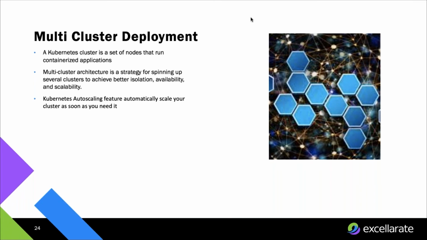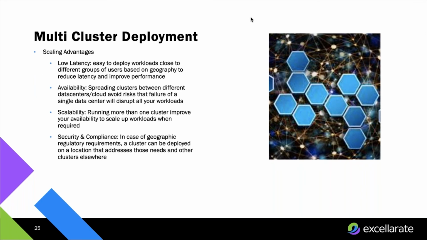So in a multi-cluster architecture strategy, you spin up several clusters to achieve better isolation, availability, and scalability. This is very helpful when you want to design an application that can support high demand. The Kubernetes auto scaling feature automatically scales your application and your cluster as soon as we need it. So the basic advantage that we get from multi-cluster deployment is low latency: it's easy to deploy workloads close to the group of users based on the geography to reduce latency and improve performance.